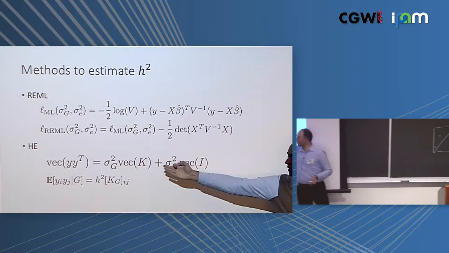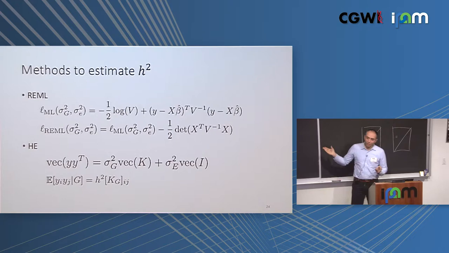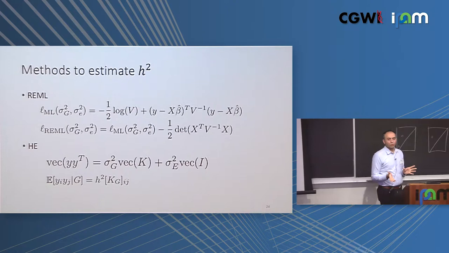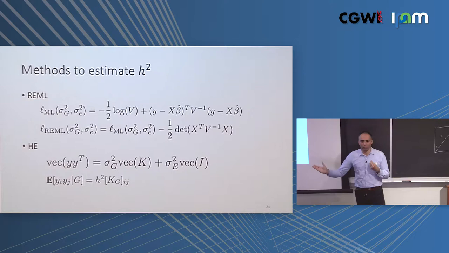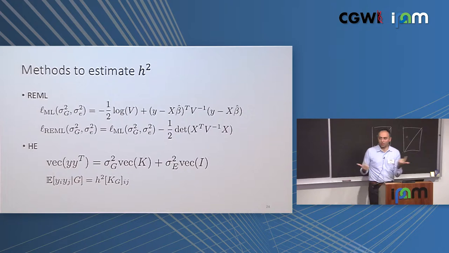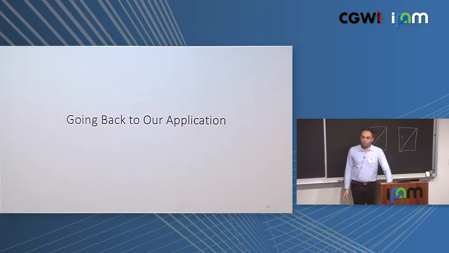Haseman-Elston regression is a very old method. I think it was developed in the 70s, but it is still being used because if you want to apply it to a very large number of phenotypes, it's very inexpensive. It's just a linear regression in one dimension, and you're done with it. Any questions? No. Okay, so this is for the tutorial.